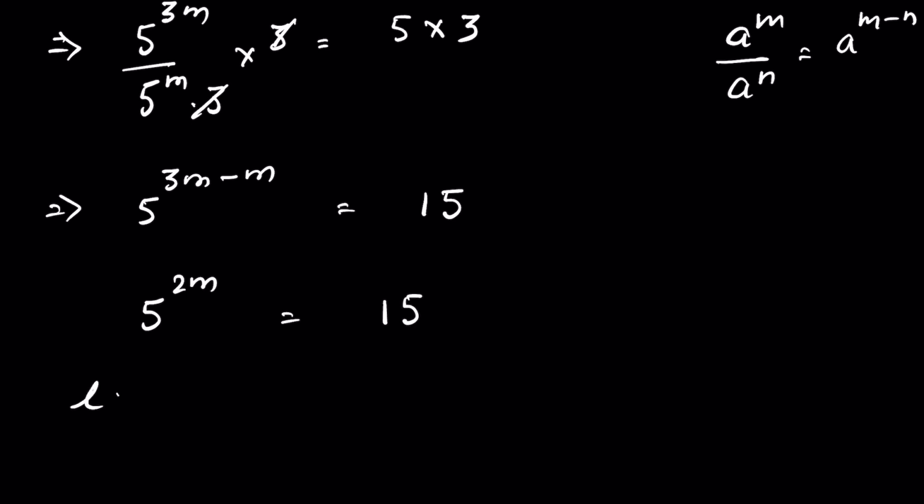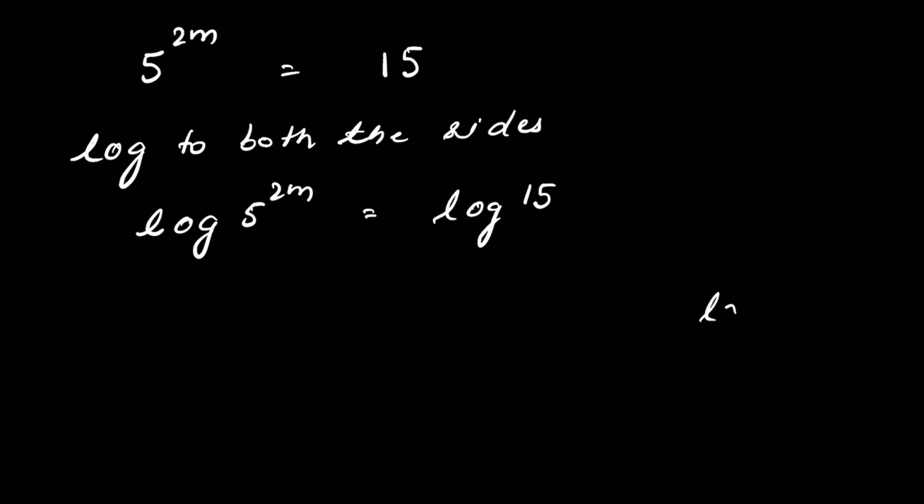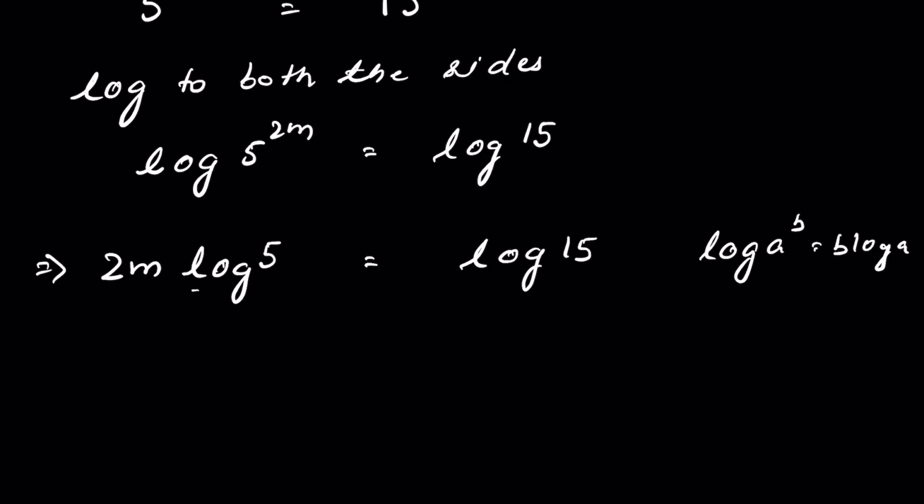Now let's take log to both the sides. So log 5 to the power 2m equal to log 15. According to the logarithm rule, log a to the power b is equal to b log a. So this will be 2m log 5 is equal to log 15. We divide both the sides by log 5. So this log 5 gets cancelled.